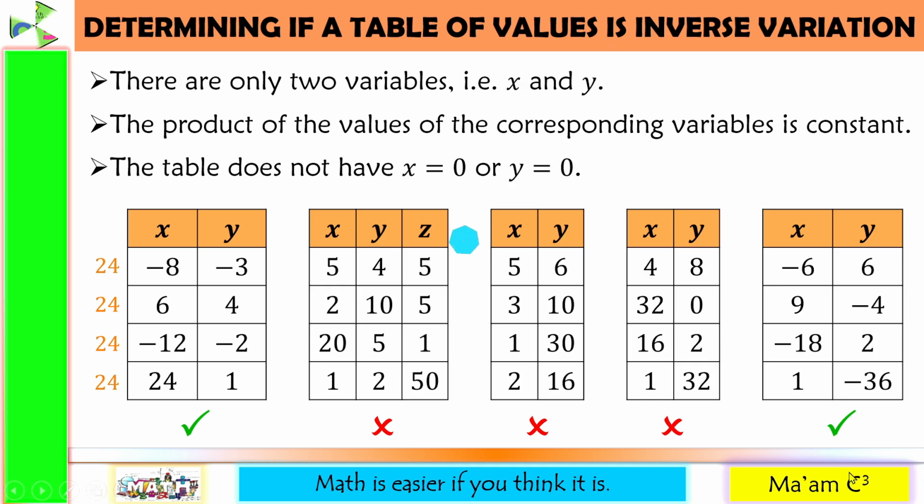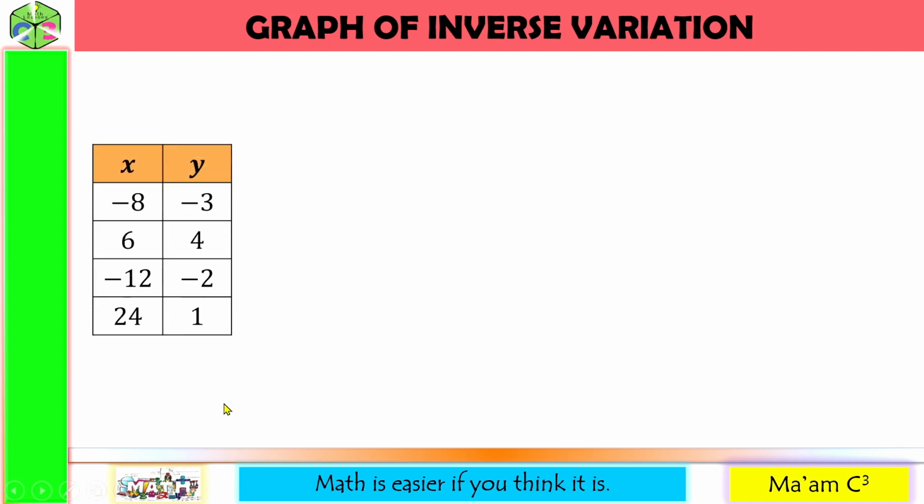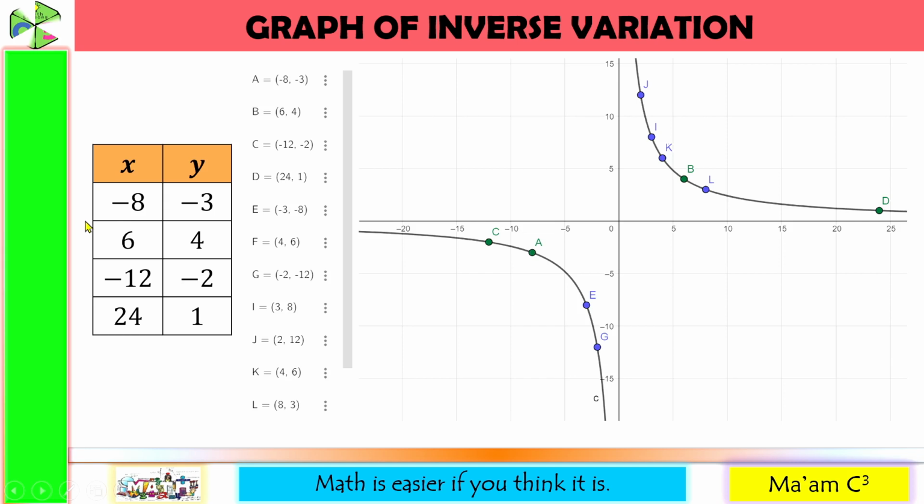Now, let us talk about graph of inverse variation. Let us recall the table that we had earlier. What I did is I graphed this in a Cartesian plane. Negative 8, negative 3 here corresponds to point A and it is here. 6, 4 corresponds to point B and it is here. Negative 12, negative 2 corresponds to point C and it is here. And 24, 1 corresponds to point D and it is here.